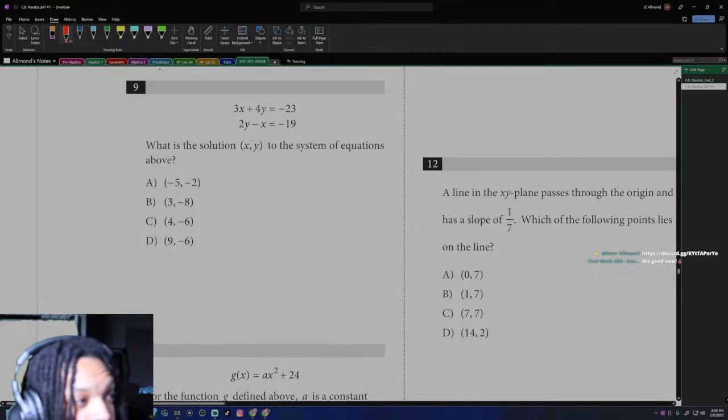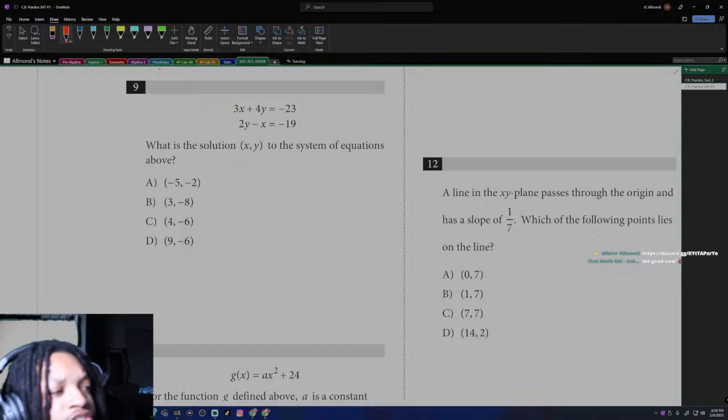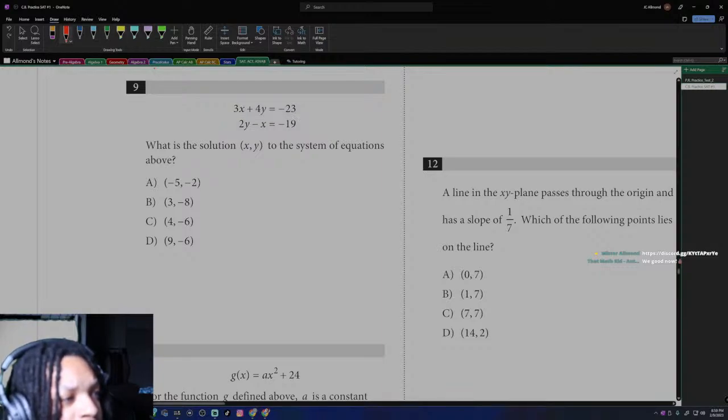All right, so number 9. What is a solution to the system of equations? Okay, straight up systems of equations. They're trying to trick you, I can tell, because in this bottom equation, they're putting the y before the x. They're trying to trick you, bro. Don't fall for the traps.